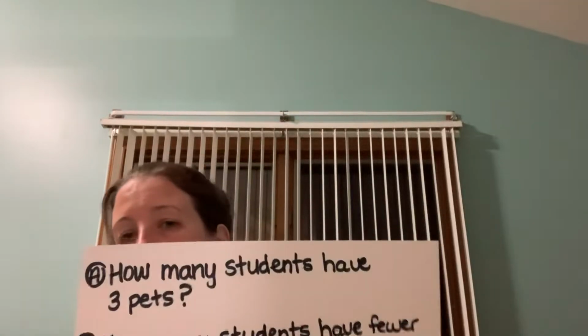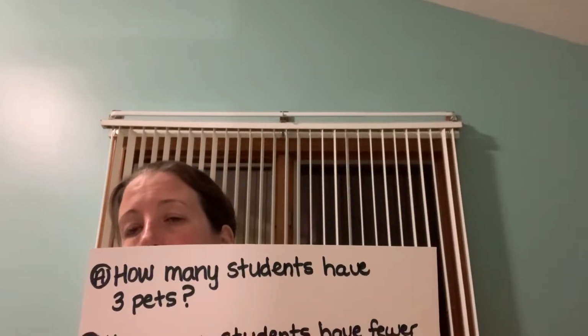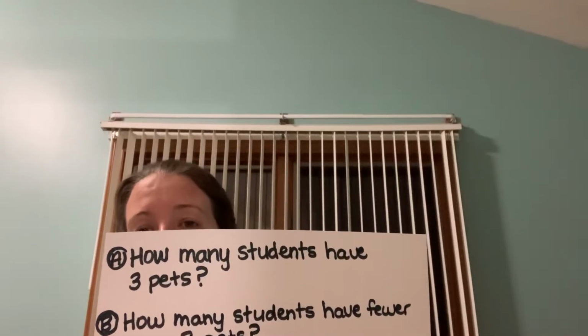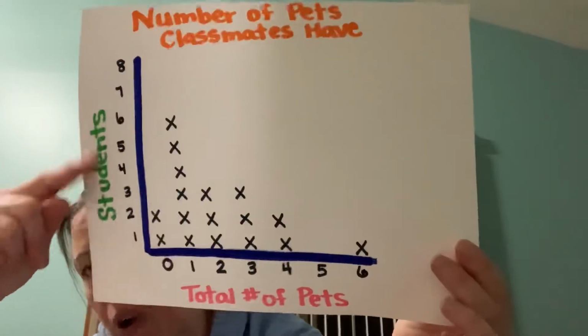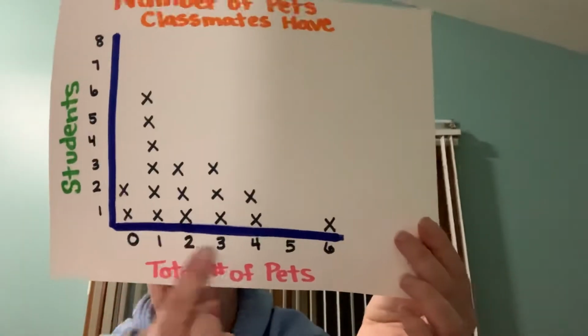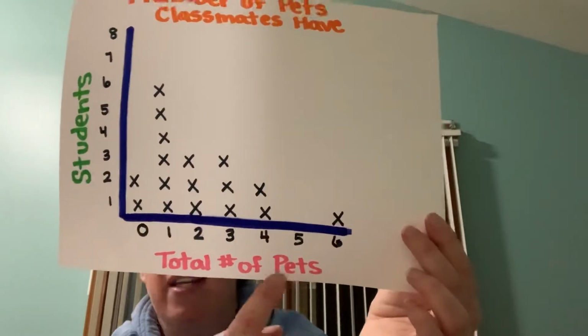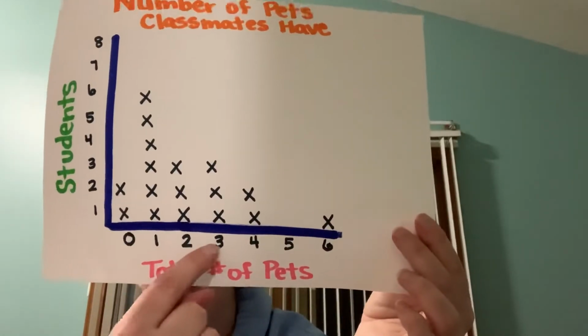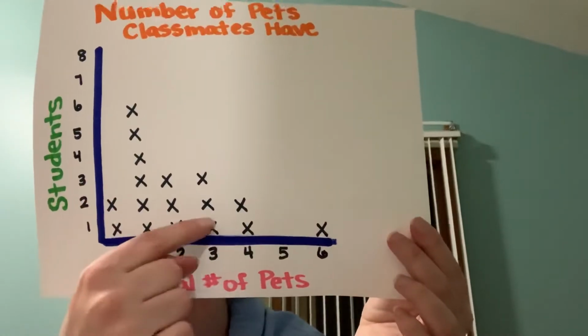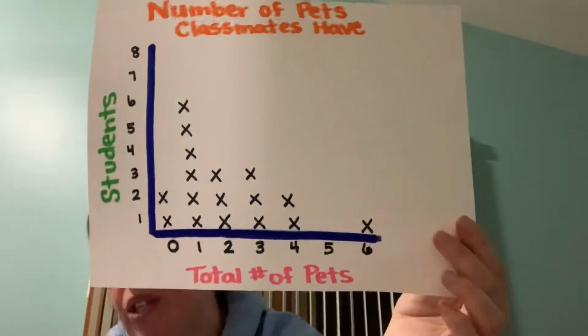So question 1 says, how many students have 3 pets? They're isolating just that one part of the line plot, the 3 pets. So this part of my graph shows me students, so I'm not going to look there. Instead, I want to look at the part that shows pets, and I want to focus on the 3 pets. Each X represents a student. So we have 1, 2, 3 students. 3 students have 3 pets.